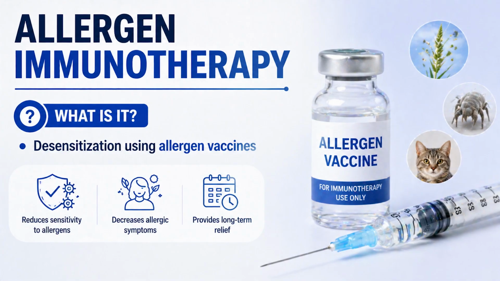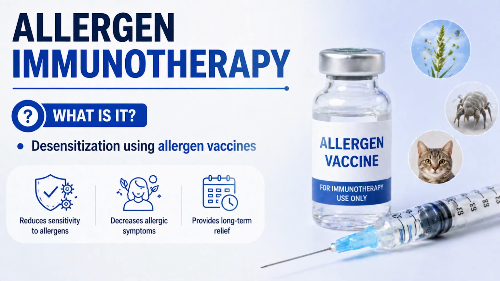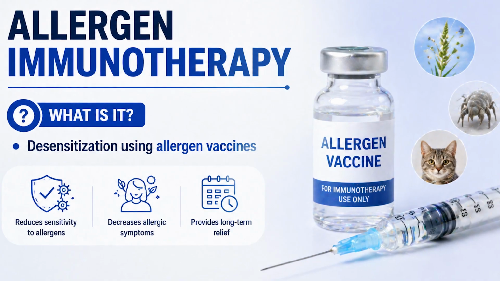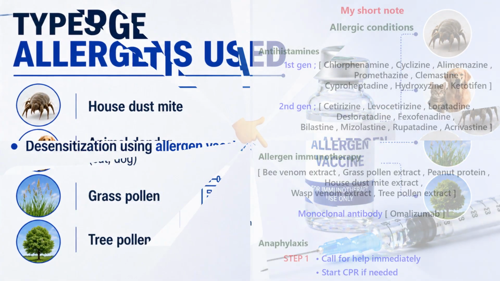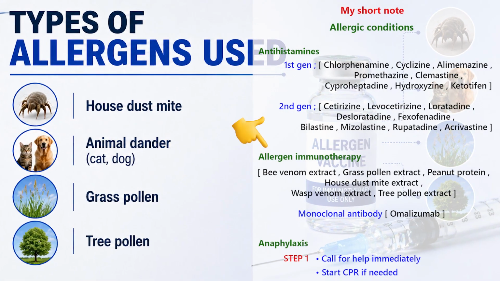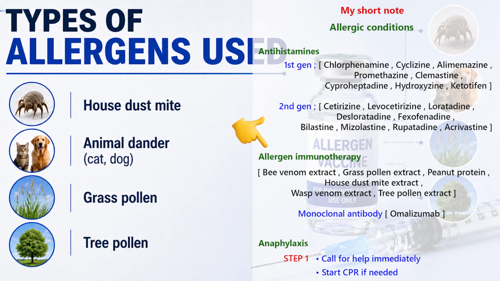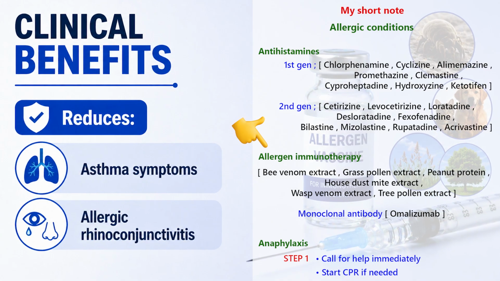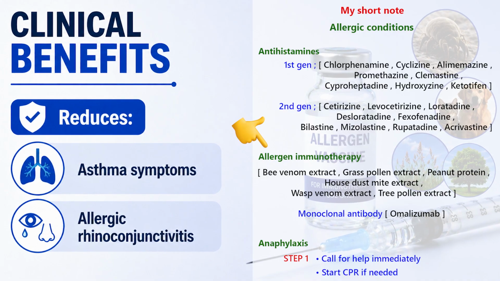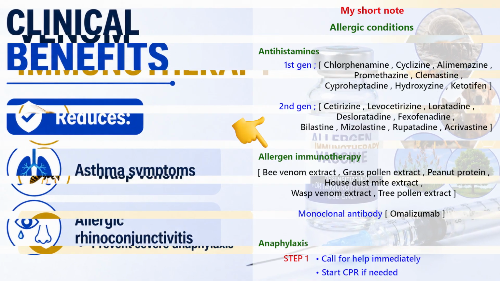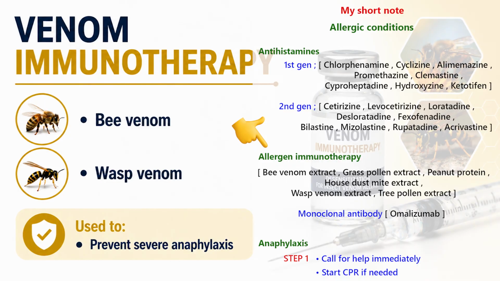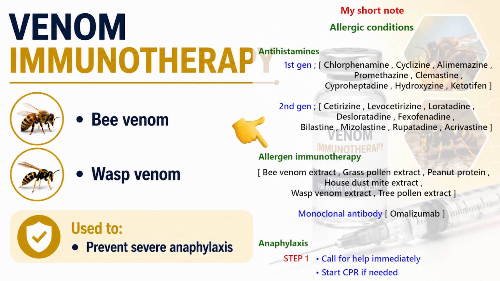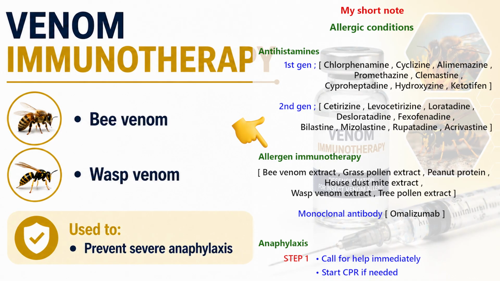Now let's move to allergen immunotherapy. This is basically desensitization. We give small controlled amounts of allergens so the body gradually becomes tolerant. Common allergens used: house dust mite, animal dander like cats and dogs, grass pollen, tree pollen. What are the benefits? It can reduce asthma symptoms, allergic rhinoconjunctivitis. Now, a very important type, venom immunotherapy, used for bee venom, wasp venom. This is done to prevent severe anaphylaxis in future.